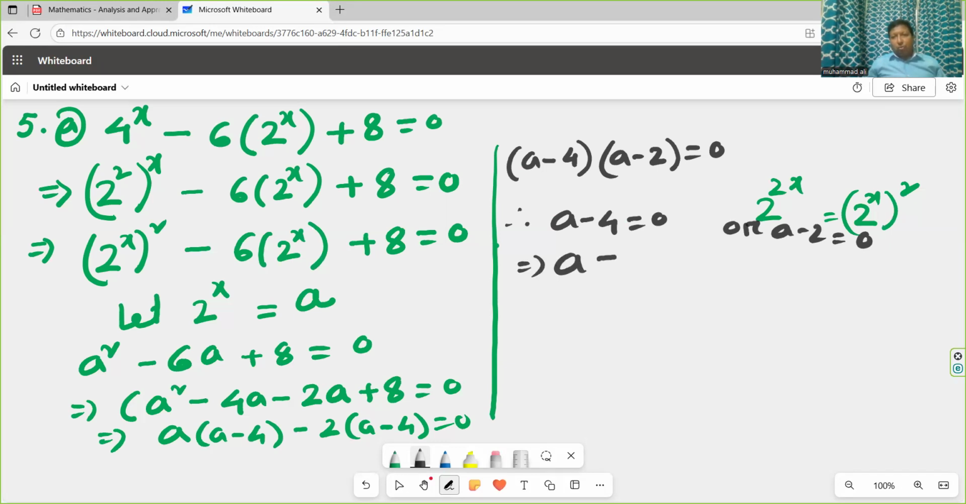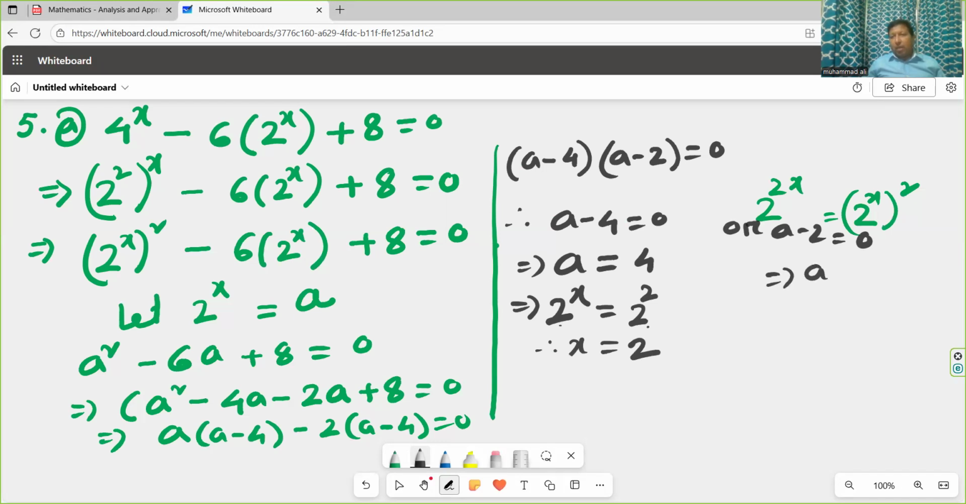So a equals 4. Instead of a, we can write 2 to the power x. So 4 we can write in index form as 2 squared. And we know that if both bases are the same on either side of the equal sign, the powers will be equal. So x equals 2.